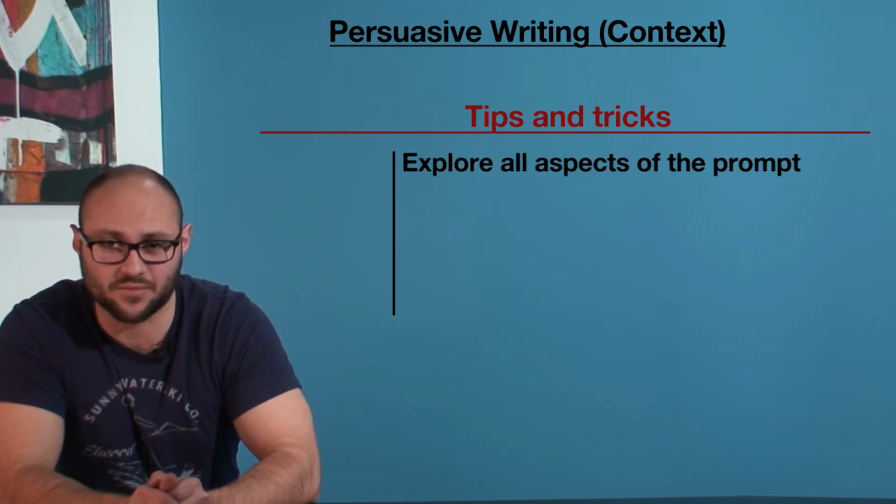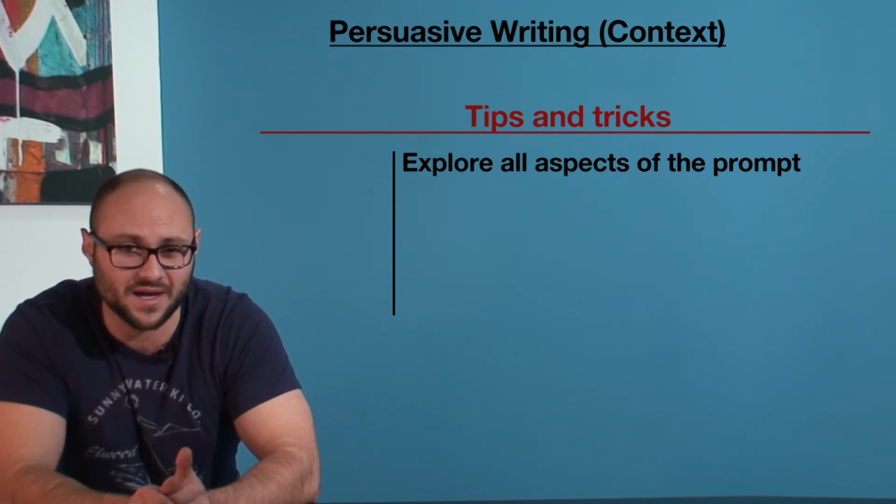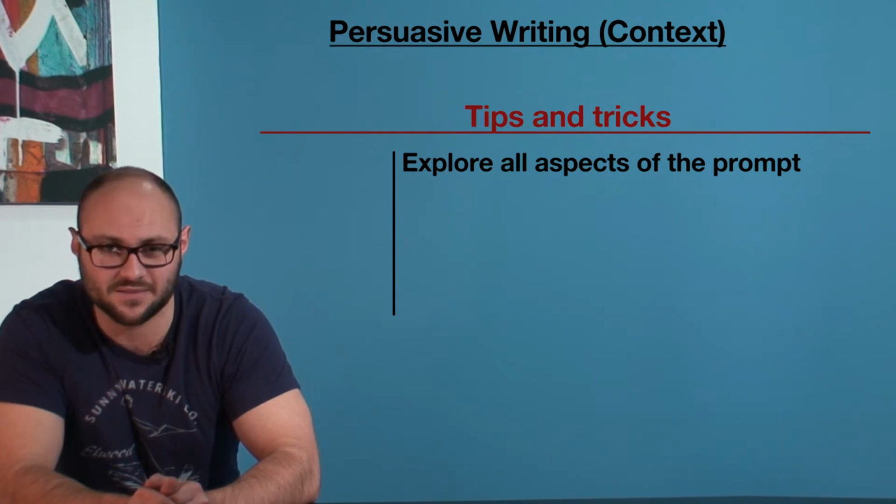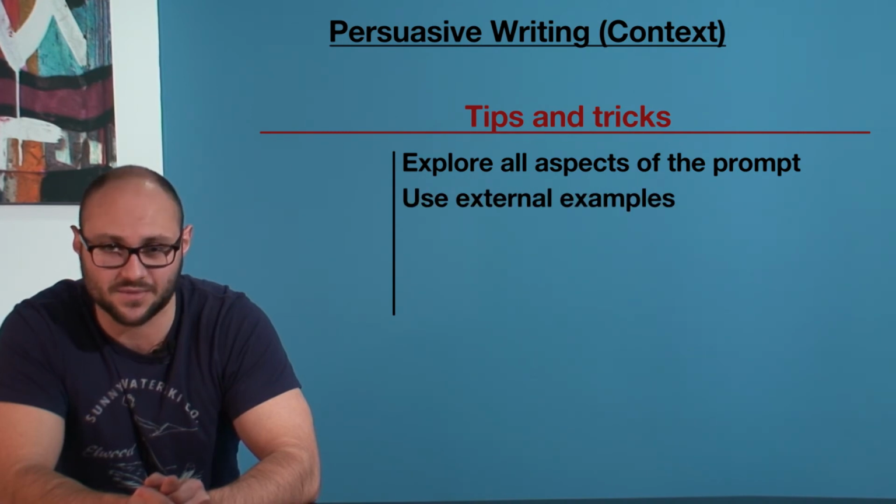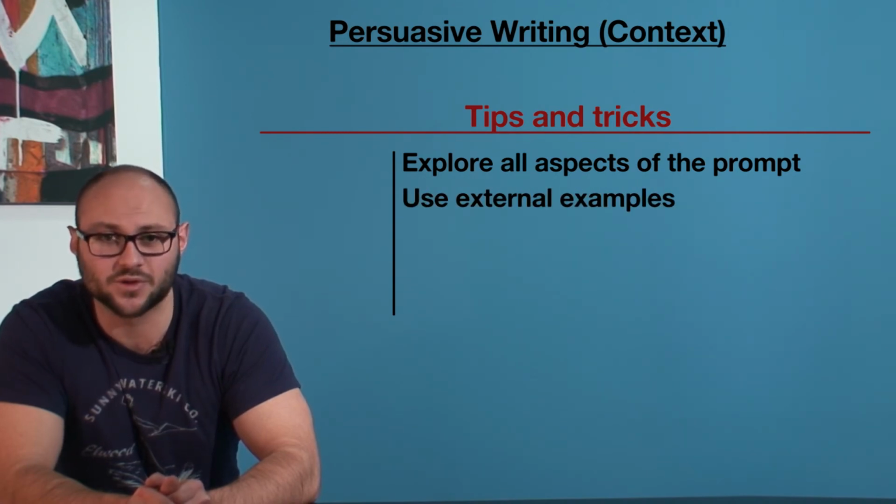Explore all aspects of the prompt. Try to stretch the prompt out in a few different directions. Ask yourself questions. What does this prompt mean? What are the consequences of that statement? Is there a way that the prompt is true or false? Asking yourself all of this will make sure that you don't choose a narrow argument that doesn't show off your knowledge. Use external examples. Show the assessor that you've thought broadly about context by including examples you've learned from the wider world.